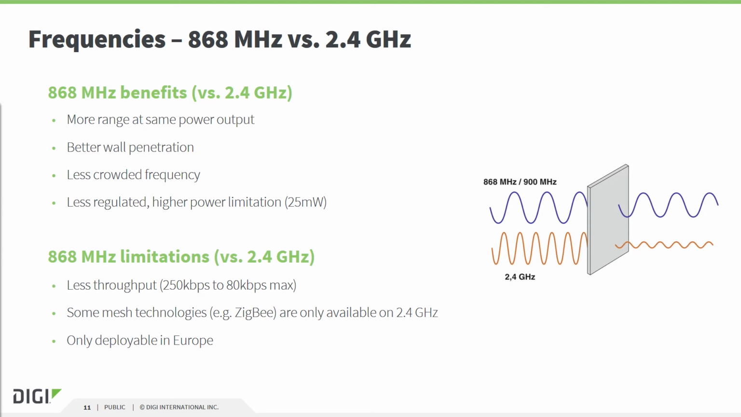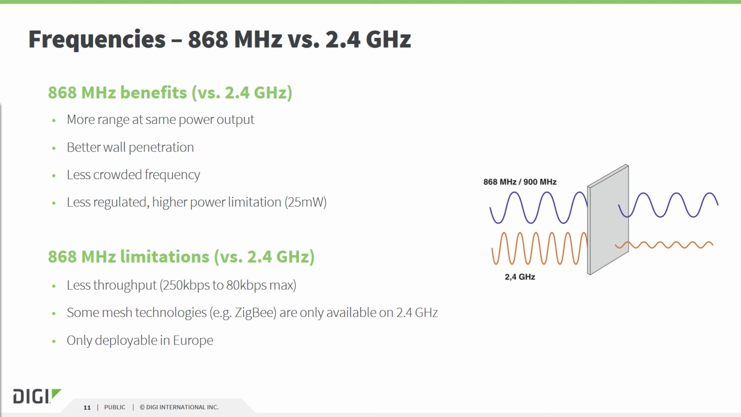What are the differences between 868 MHz and 2.4 GHz? The advantages of the sub-gigahertz bands are that at the same level of power you will achieve longer distances and have better wall penetration. Today, at least, this band is a less crowded space, and in Europe, the government limitations are less strict than at 2.4 GHz. In Europe it is 25 milliwatts.